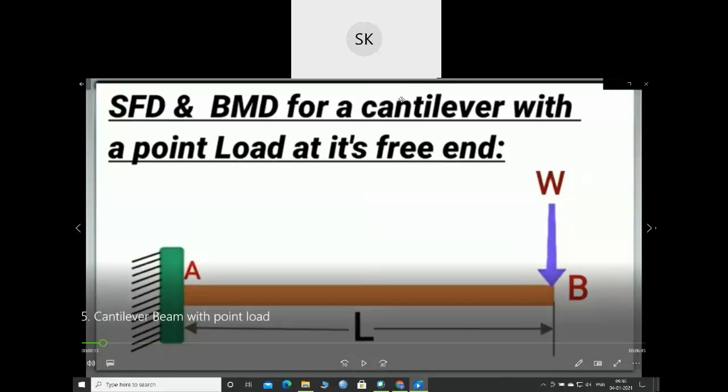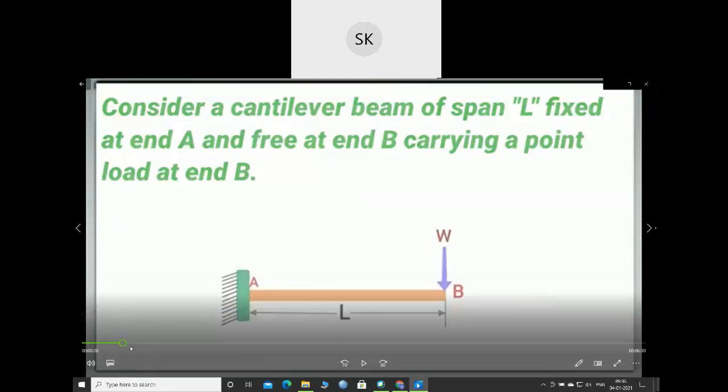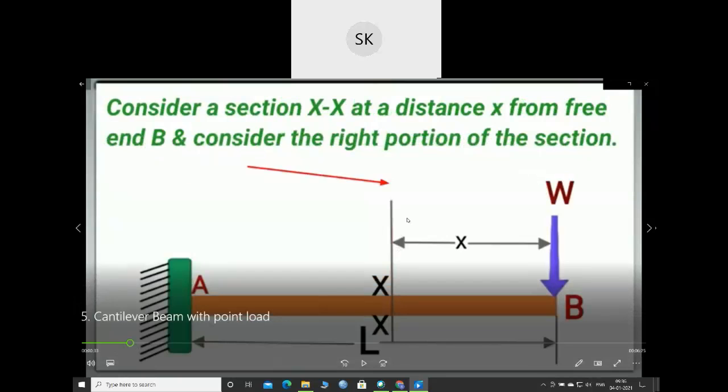So have you understood this part? So we have a cantilever beam with point load at the free end, and the span length of the beam is L. Okay, so what we have to do, we have to consider a section. I'm considering here in this question a section XX at a distance x from the free end.